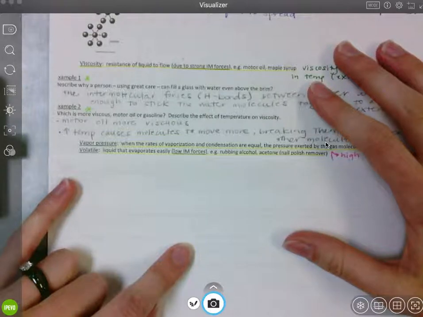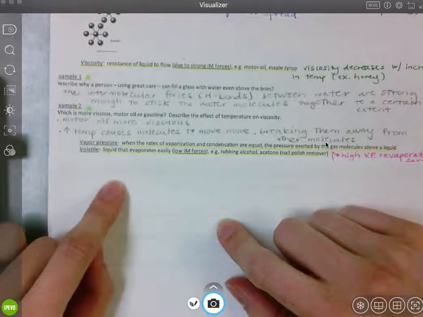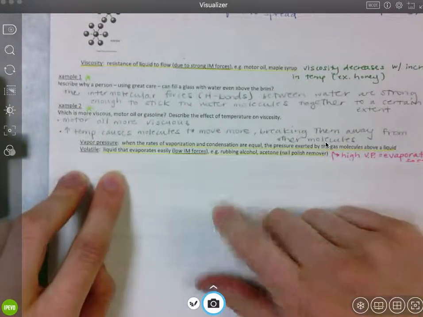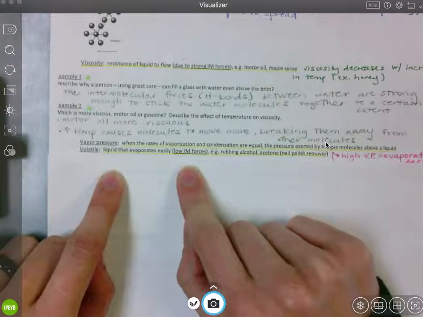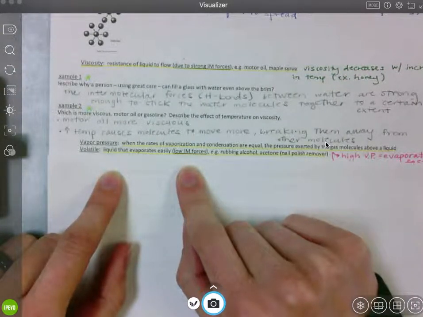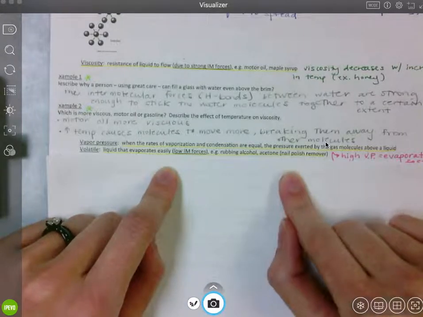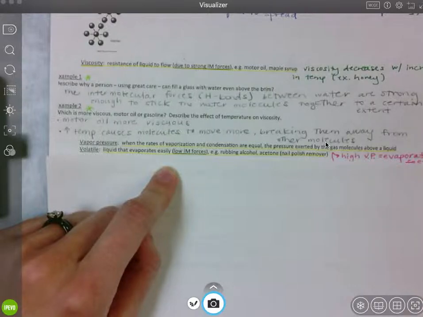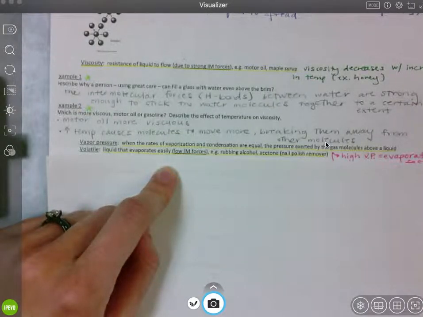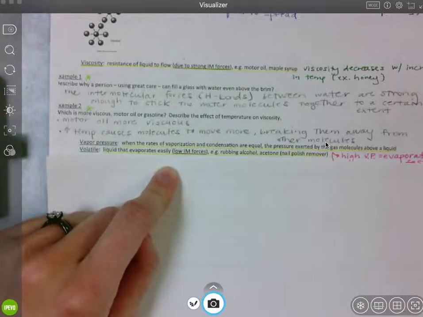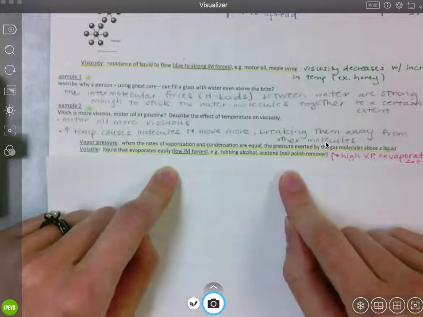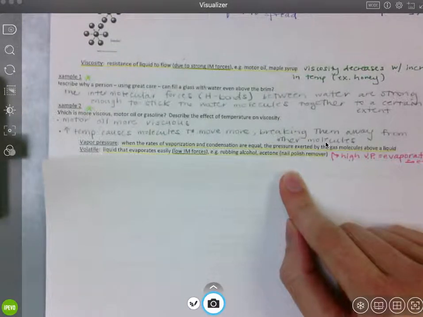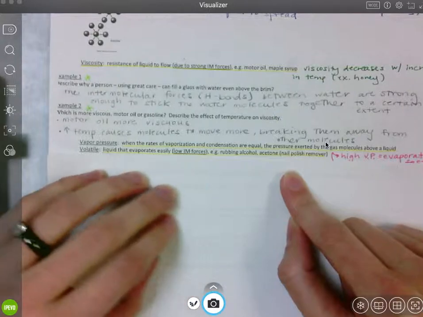Our next thing that we're looking at is volatile. So volatile means that a liquid evaporates easily. So it has low intermolecular forces. Our examples are rubbing alcohol, acetone. Maybe you've spilled a little bit of acetone on your counter, and if you waited a minute or two, that little puddle would evaporate really easily. So rubbing alcohol and acetone evaporate a lot faster than water, and especially oils.